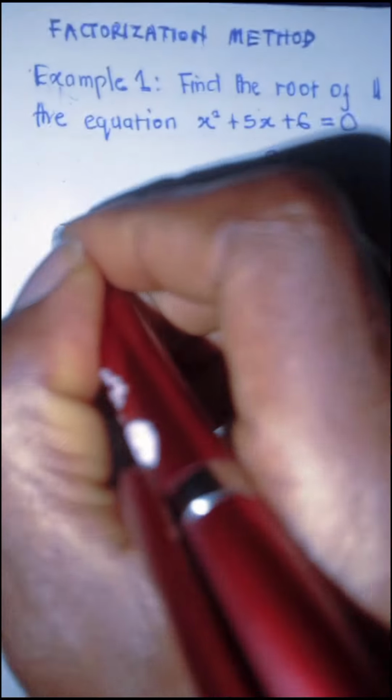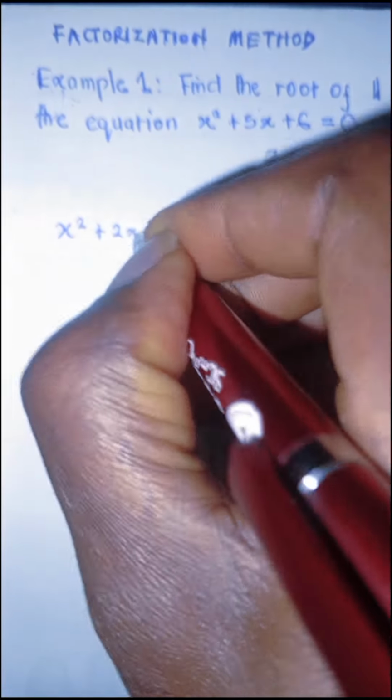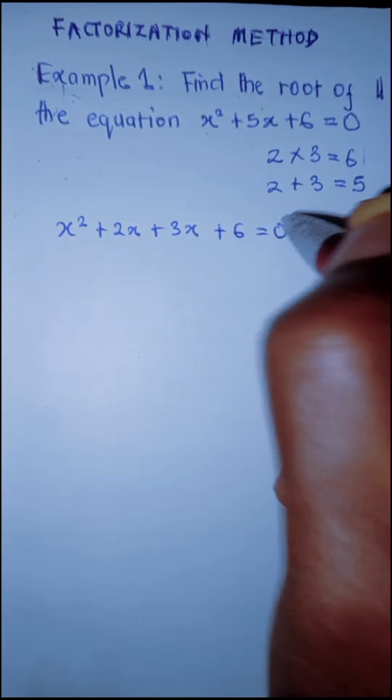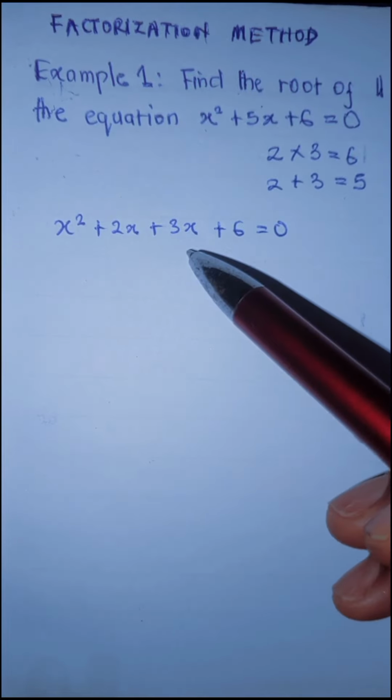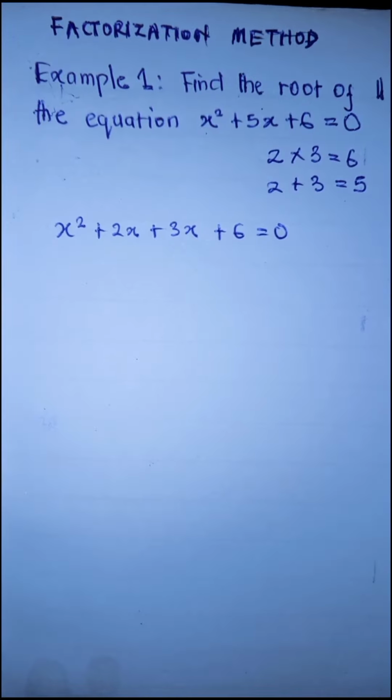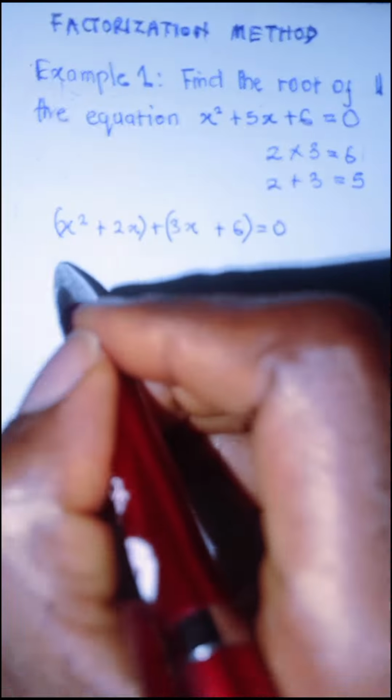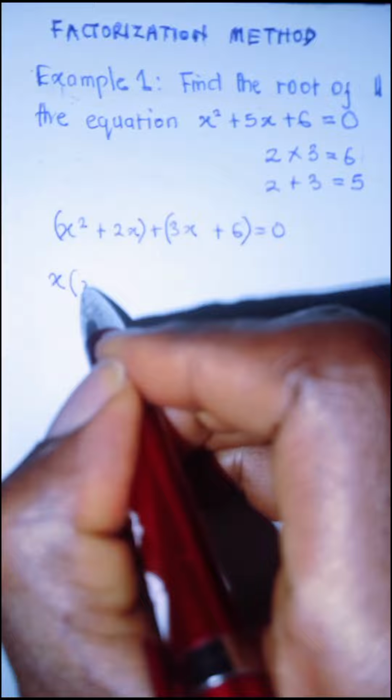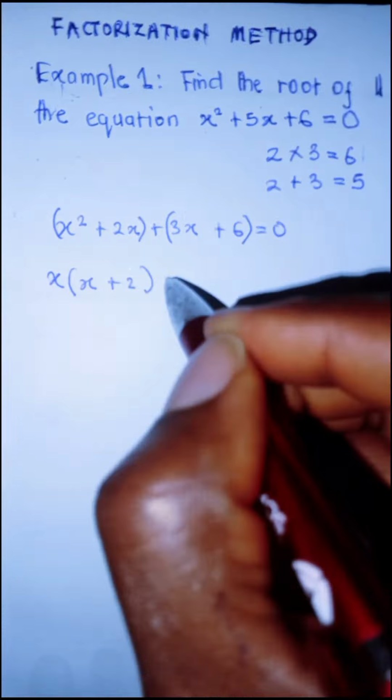So we have x squared plus 2x plus 3x plus 6 is equal to 0. Notice that 2x plus 3x will give us back the 5x. So the next thing to do is to group them and then factorize them. So in grouping them, we have this and this. So now factorize, I'm going to have x into brackets x plus 2, because x is common in this, plus 3 is common in this. So we're going to have 3 into brackets x plus 2 is equal to 0.